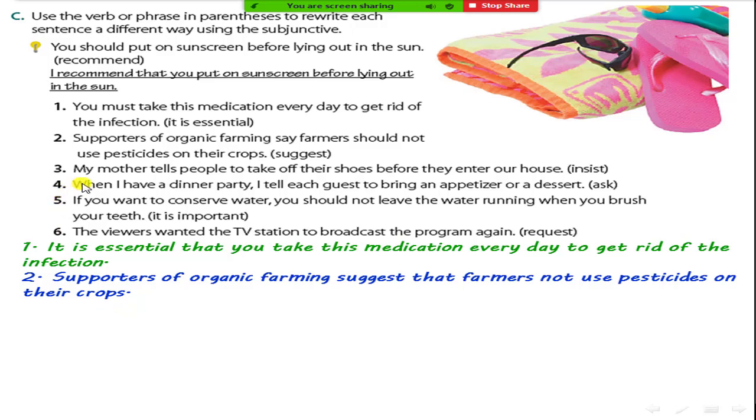And number 3, my mother tells people to take off their shoes before they enter our house. Use insist. Okay, Basil?